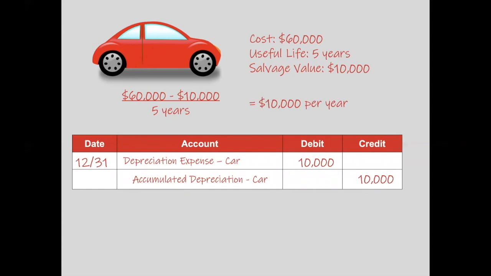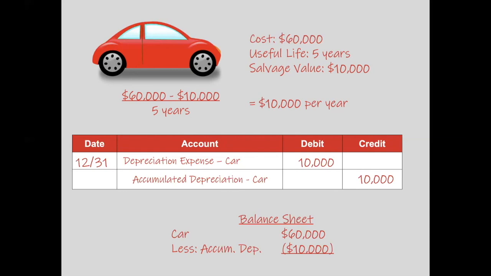Since assets have a normal balance of a debit, the accumulated depreciation account has the opposite normal balance of a credit. It is still in the asset section though, but will reduce the value of that asset. The two accounts are linked together. We have the asset on the balance sheet for $60,000. Below that, we will have the accumulated depreciation account.